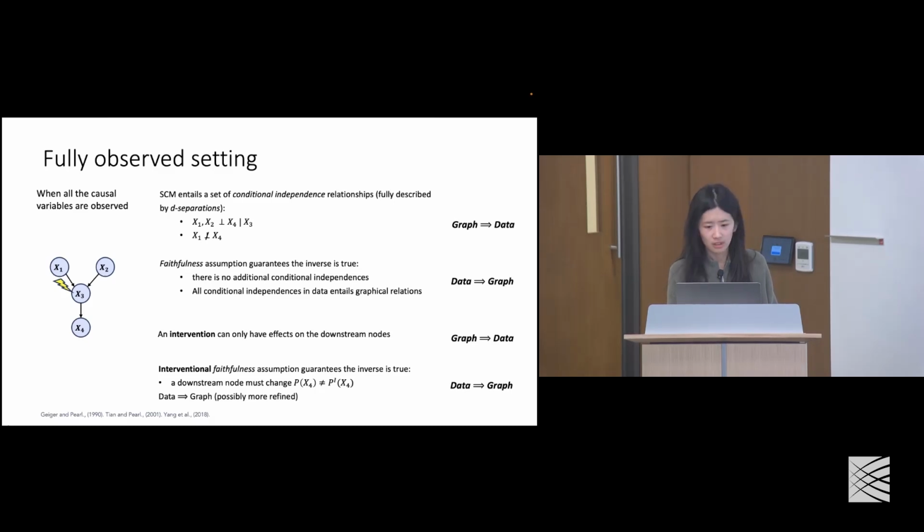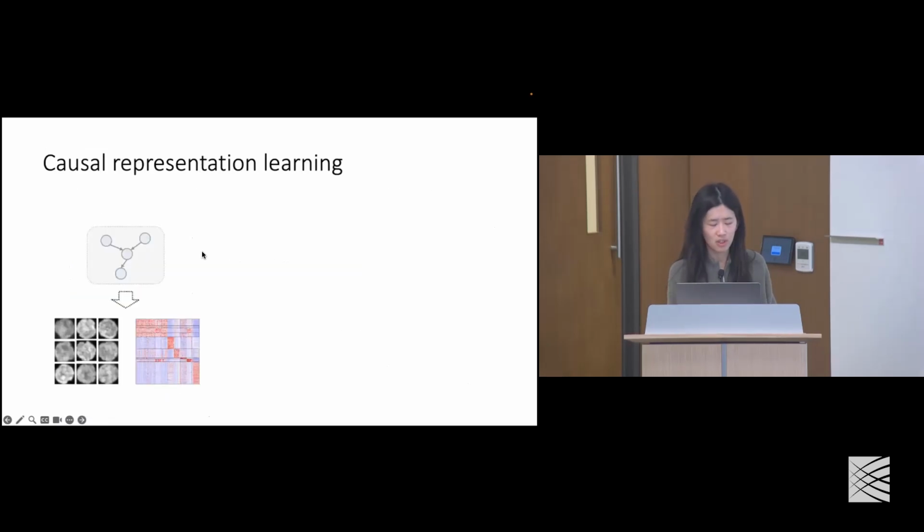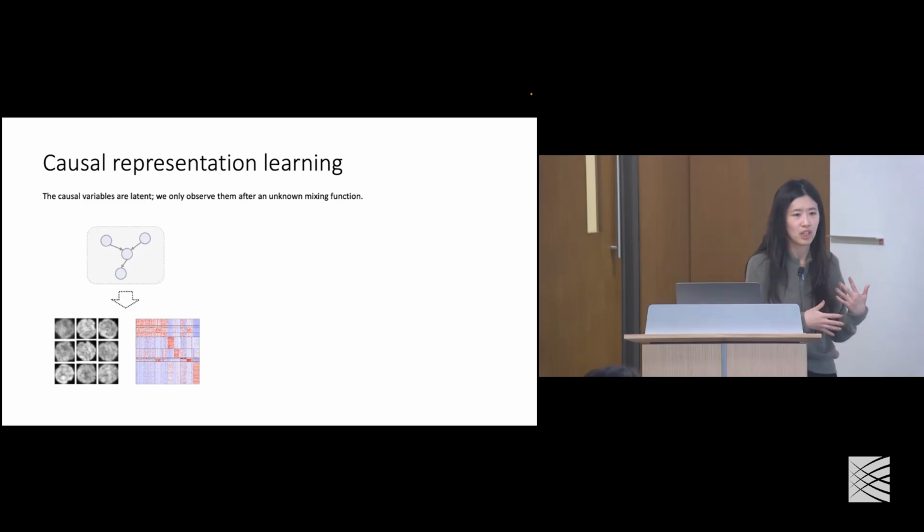So I will just move on to the CRL setting then. In the causal representation learning setting, you will have a stark contrast with the fully observed setting, in the sense that everything about the SEM is actually hidden in the latent space. What I mean by that is that the causal variables themselves and also the structure between them are latent, and we only observe them through an unknown mixing function.